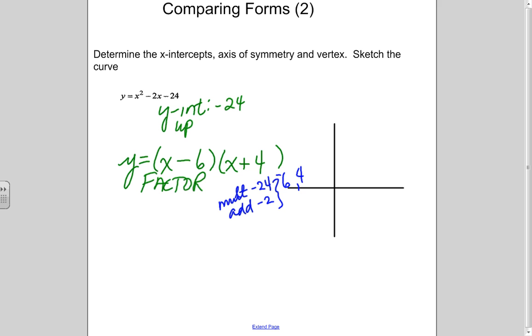From that form, I can find all of the other information. From this form, I have x-intercepts, 6 and -4. So you could write those on the front side of your sheet under that example. The other thing that we're looking for is the axis of symmetry and then the vertex. So the axis of symmetry is always written as x equals, and it is the middle of the 2 x-intercepts.